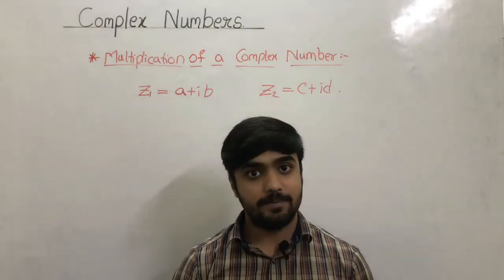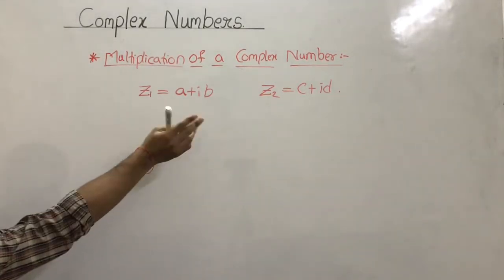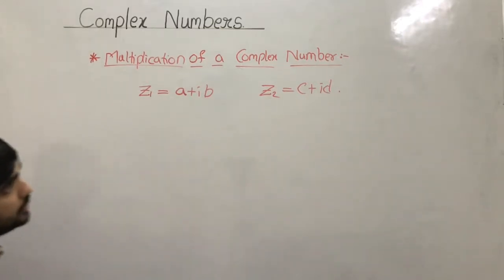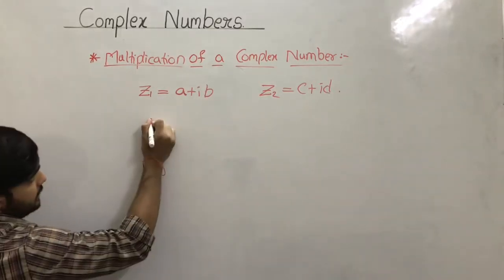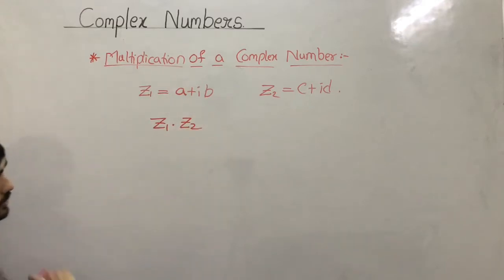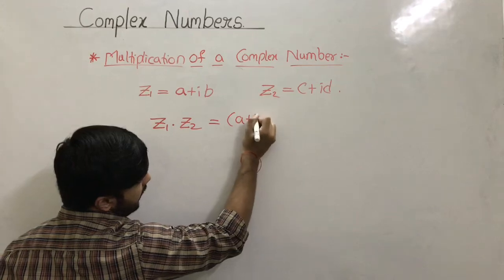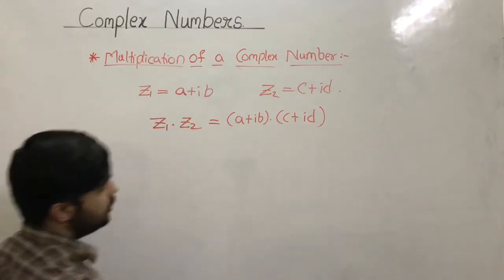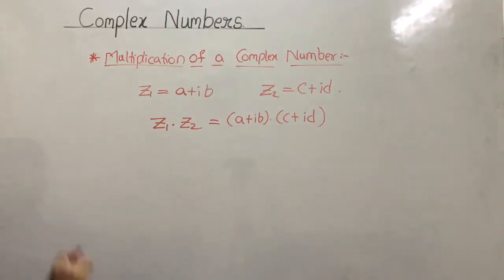So next is multiplication of two complex numbers. If they have given two complex numbers such as z1 is equal to a plus ib and z2 is equal to c plus id, then multiplication of these two is denoted by z1 into z2. This dot denotes multiplication, that is nothing but (a plus ib) into (c plus id). Now we have multiplication of two brackets, so we'll expand this.